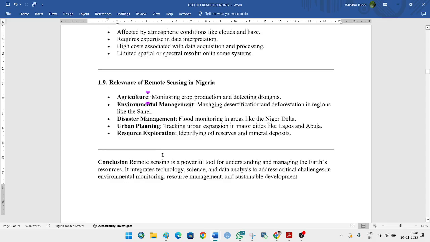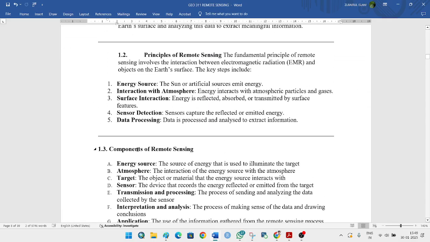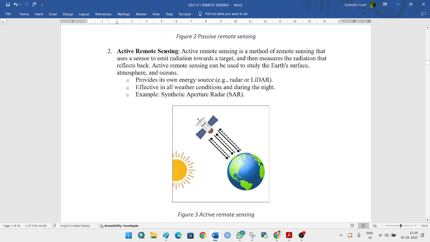And what is the relevance of remote sensing in Nigeria? We know that in Nigeria, more people do agriculture, so we should know how this agriculture is being practiced, what is the area, and how this agriculture is being affected by natural calamities, natural disasters like floods or drought conditions. So with remote sensing, it is easier to do such kind of assessment. We can do environmental management, disaster management, urban planning, and we can look at resource exploration also. So this is all about chapter 1, which is the introduction of remote sensing.